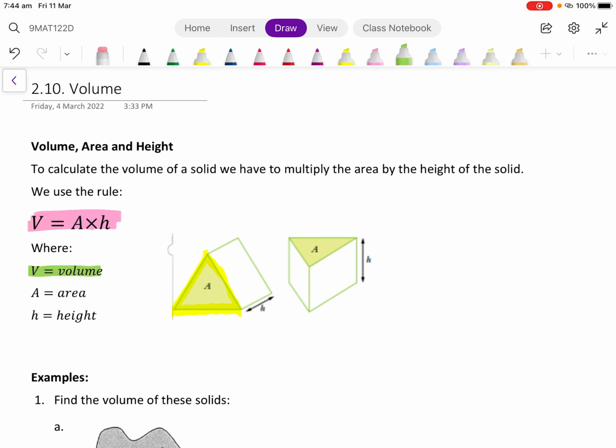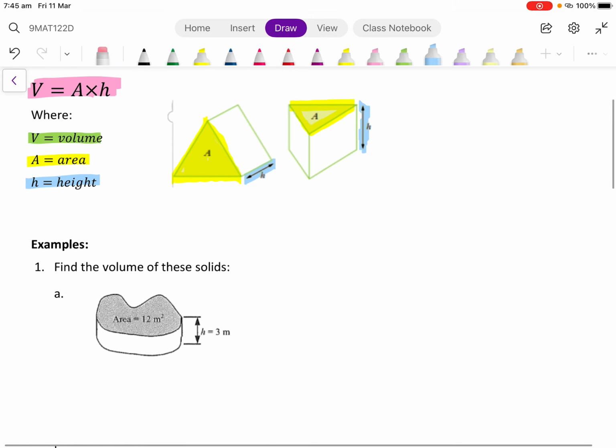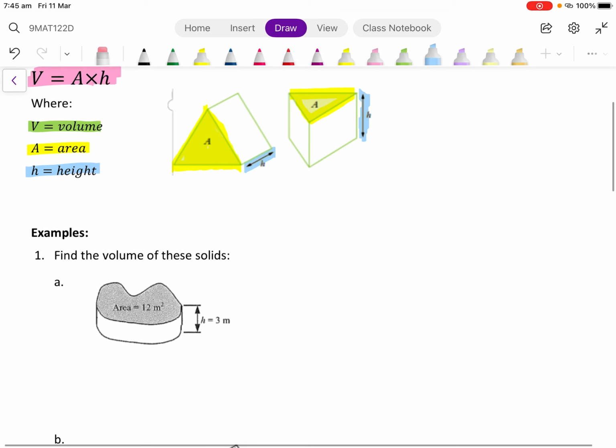This is where our V equals volume, our A equals area of our base, like we can see in these shapes here. And then we have our H is our height or our distance going away from that area. Let's have a look at some examples. So we want to find the volume of the solids.